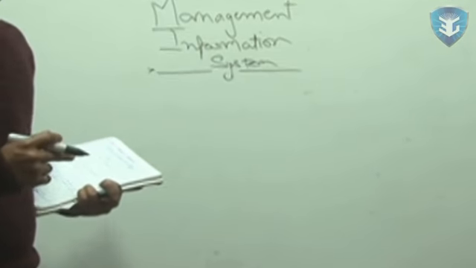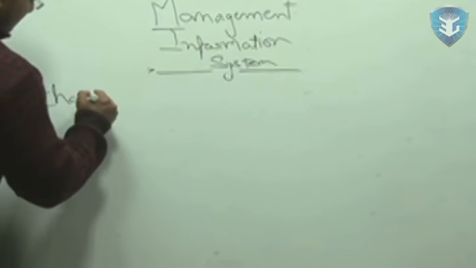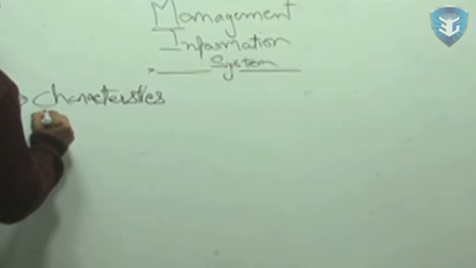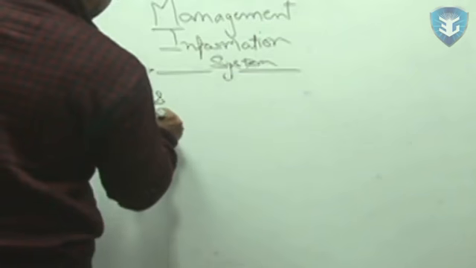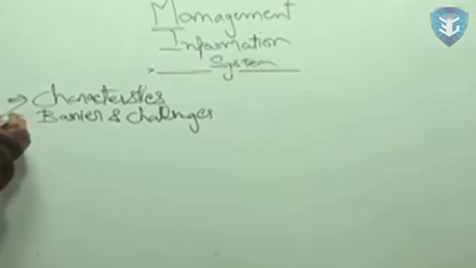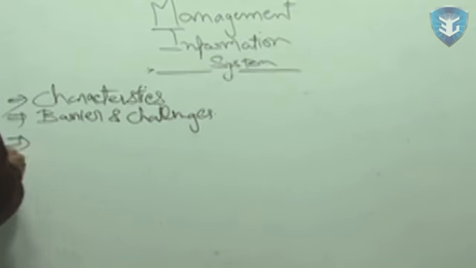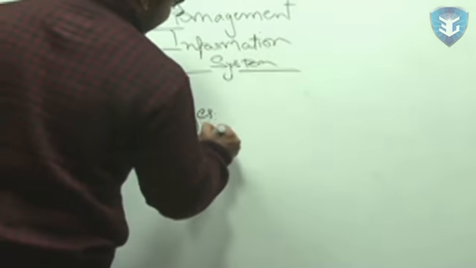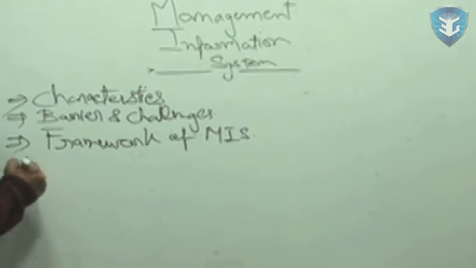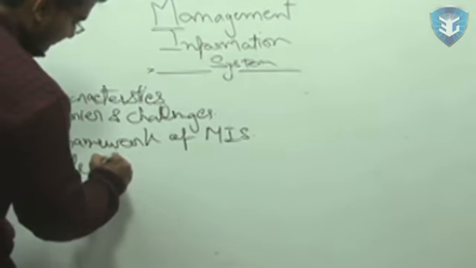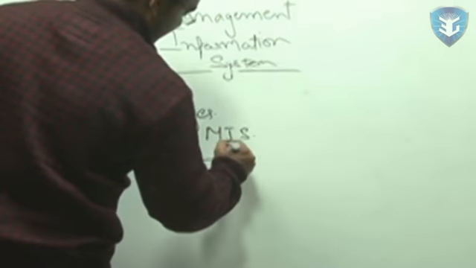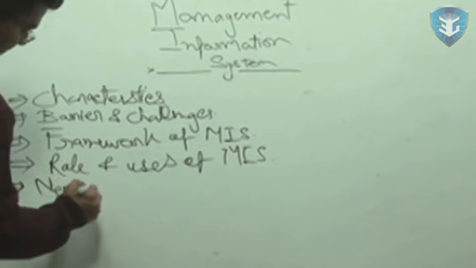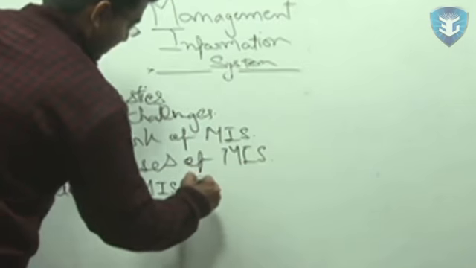Several important things to consider regarding the MIS are: characteristics, barriers and challenges in implementing or usage of the MIS, framework of MIS, role and uses of MIS, and needs of MIS. It actually means why MIS is needed.